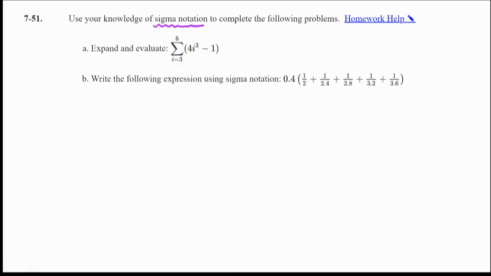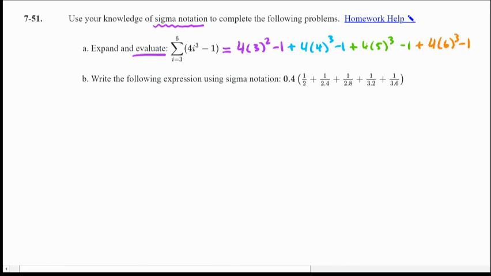So I'm going to write out what the equation actually looks like first. Then I'll plug it all into a calculator and get my actual value, because it asks me to expand and evaluate. So the first thing I plug in is 3. And then I'm going to add the next value, where I plug in the next value up, which is 4. Then I'm going to add the next value, which is 5. Then I'm going to add the next one, which is 6.